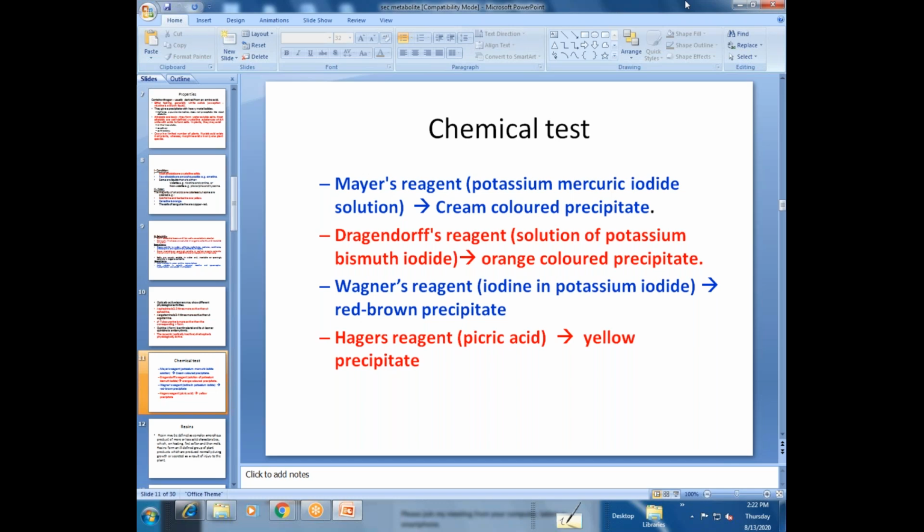These are a few chemical tests. These are the basic chemical tests. If I ask you to write the chemical test for alkaloids, you are going to write these: Mayer's reagent test, Dragendorff's reagent test, Wagner's, and Hager's. Mayer's reagent gives a cream colored precipitate. Dragendorff's gives an orange colored precipitate. Wagner's gives a red brown precipitate. Hager's gives a yellow precipitate.